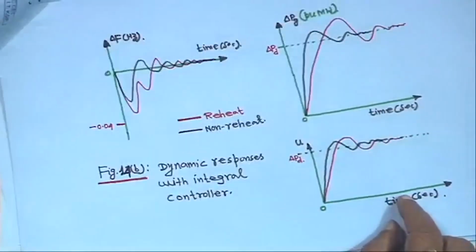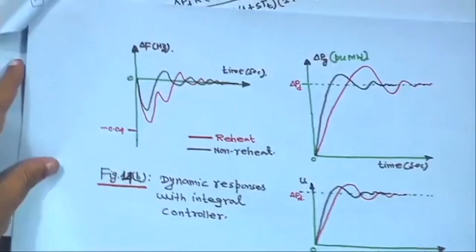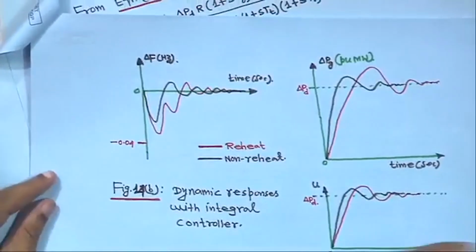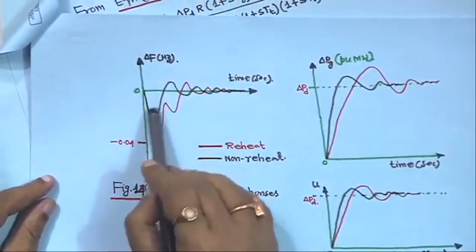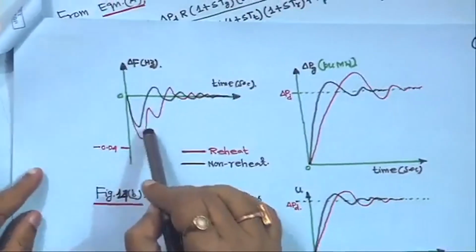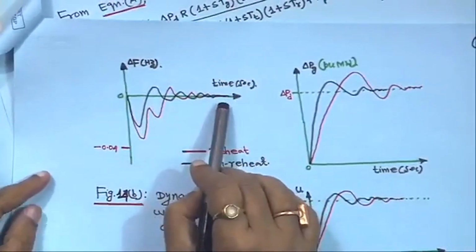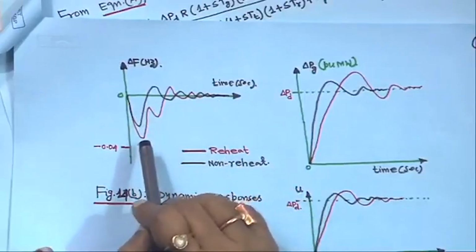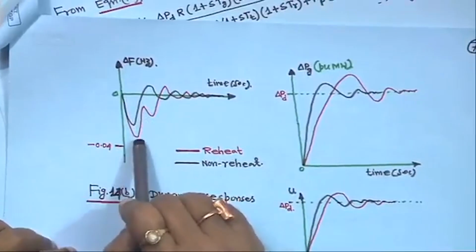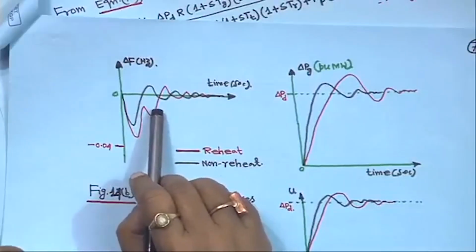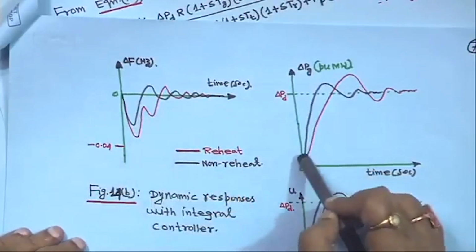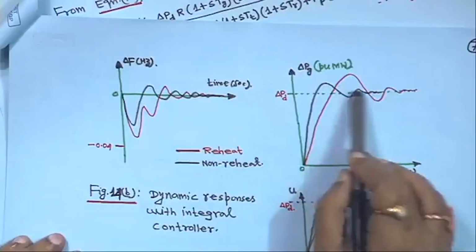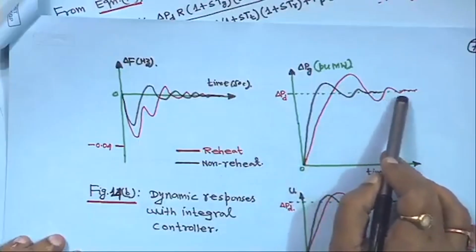Now, suppose with that integral controller some gain Ki, I will show you some pattern of response, right. If you plot this, there will be no steady state error, right. This is the frequency deviation. After some transient oscillation, the deviation will settle to 0, right. So, the black one is non-reheat, and for reheat type the peak is slightly higher and slower because of the reheat time constant. Here also the black one is the non-reheat type, and the red one is the reheat type, right.